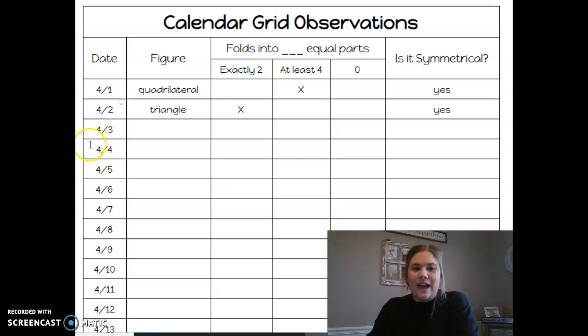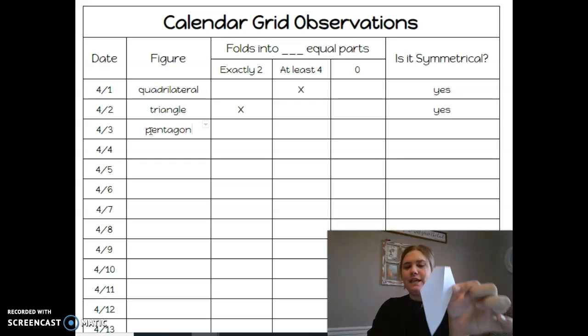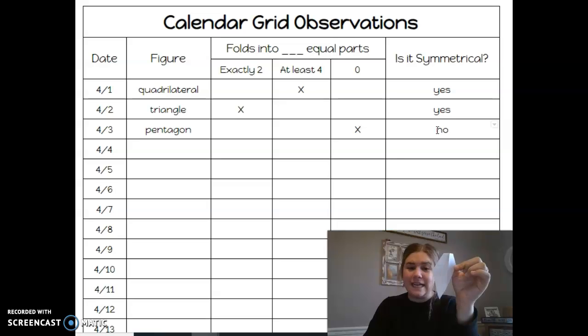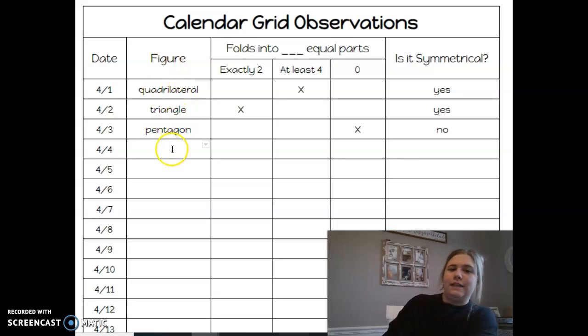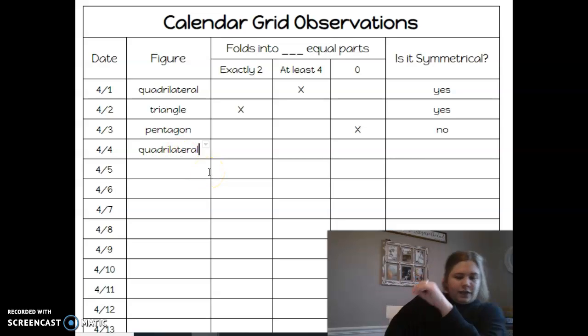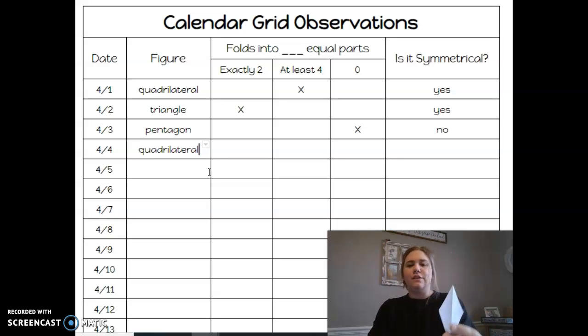All right, so on the 3rd, today, we have a pentagon. We know that our pentagon here does not fold into any equal parts. Is it symmetrical? Nope, it is not symmetrical. Now we have our quadrilateral. As you can see, I did switch the square to quadrilateral because that is what we're going to call it because it has 4 sides. Quadrilateral. And our quadrilateral here, you know what we need to do? We need to check and see if this one folds into fourths or if it only folds into halves. Let's check.